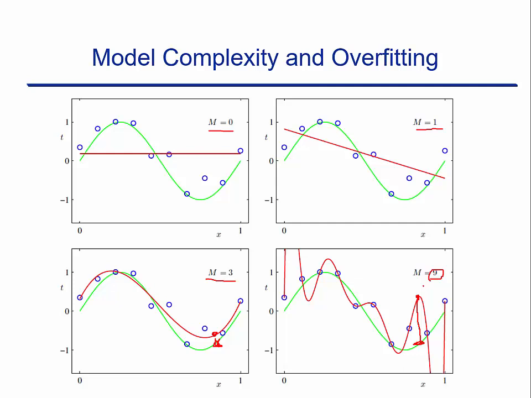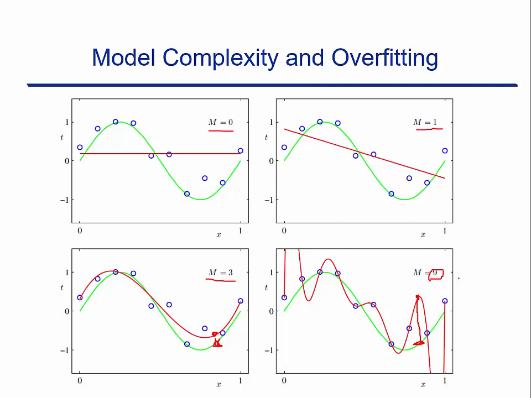Then for each choice of m, we can evaluate the error function for both the training and the test data set. And we can see in these 2 figures that the model with m being 9 does not generalize well and has a larger error value on the test data set.